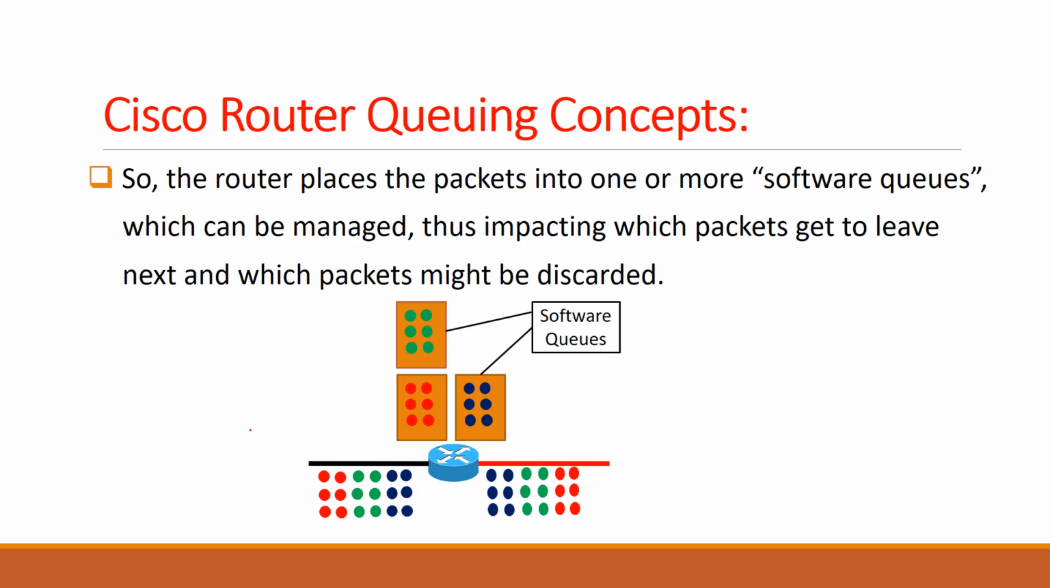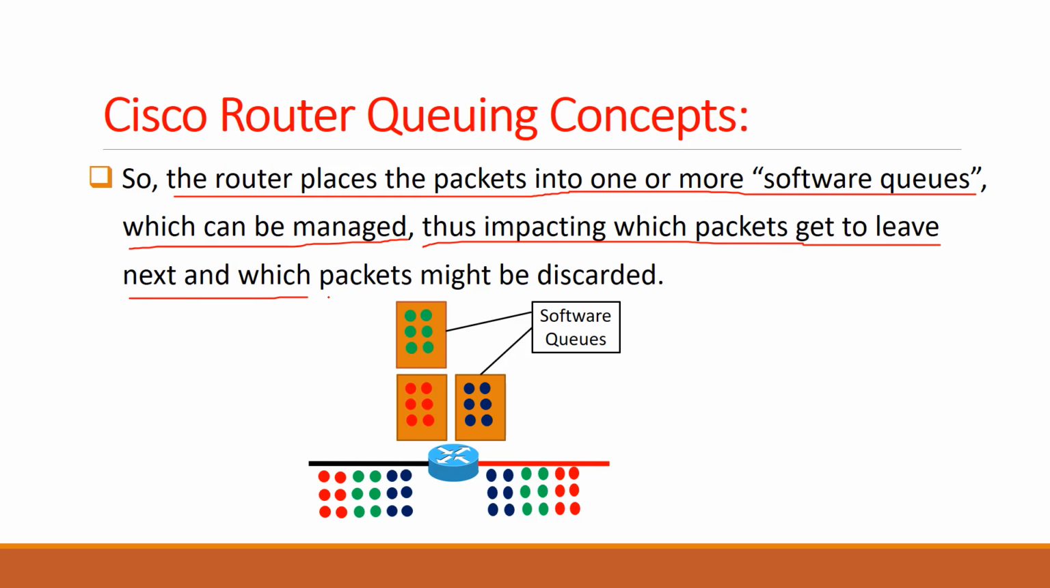So what will the router do? The router places the packets into one or more software queues, which can be managed, thus impacting which packets get to leave next and which packets might be discarded. So here come the software queues. The router will have different queues associated with each interface. These software queues can manage the incoming packets that are destined to exit a specific interface.